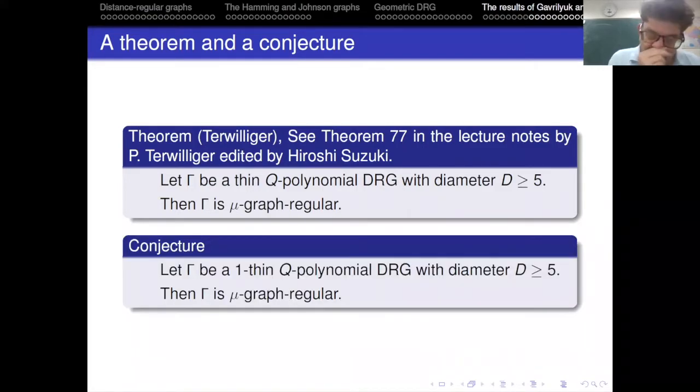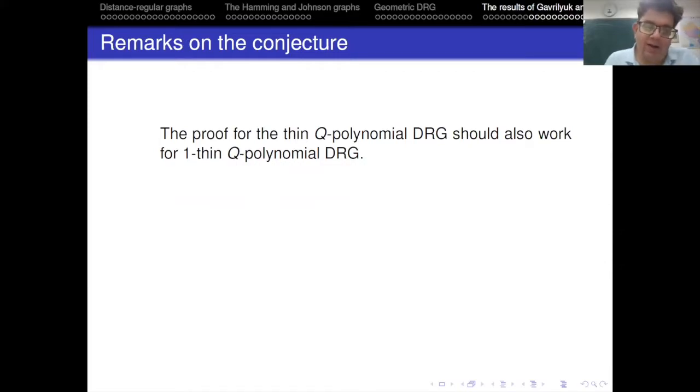So the conjecture is that you can replace thin by 1-thin. This is true, and that will be very helpful for my characterization tomorrow. It's not so difficult to prove. What I observe is that the proof for thin Q-polynomial distance regular graphs, which is in those lecture notes, should also work for 1-thin Q-polynomial distance regular graphs, except for one problem. But I discussed this small problem with Professor Ito, and he told me that what I thought is correct.